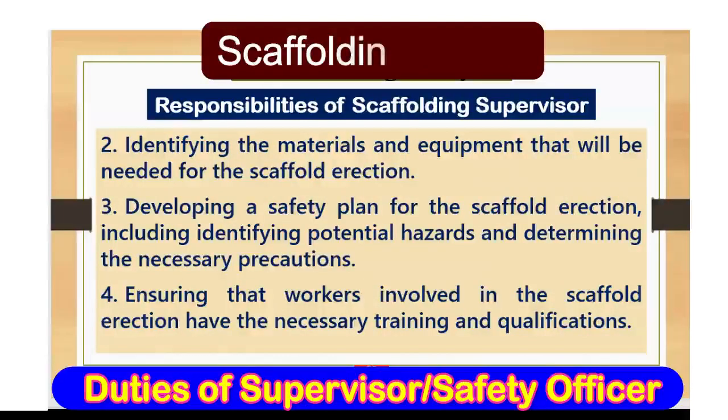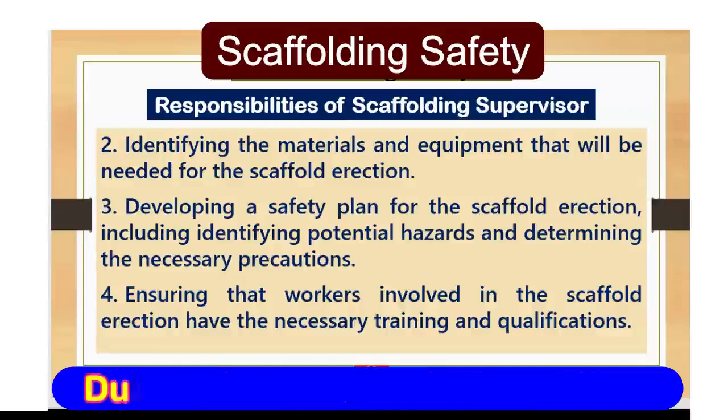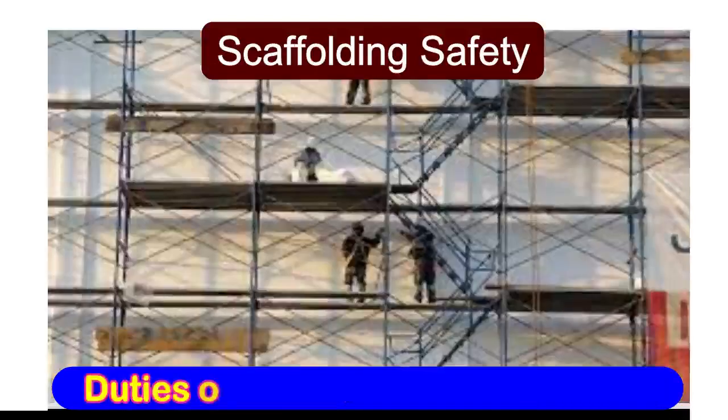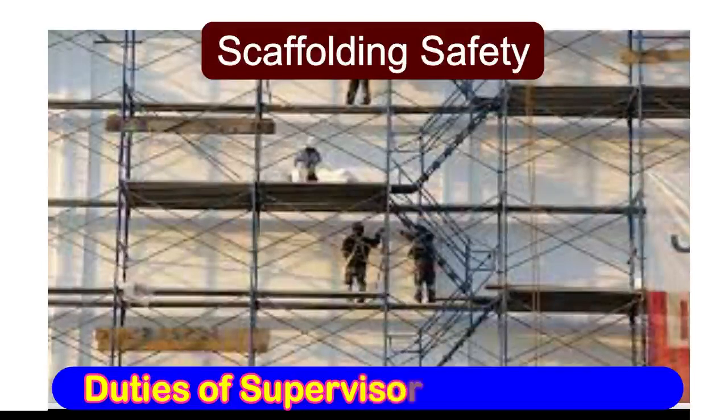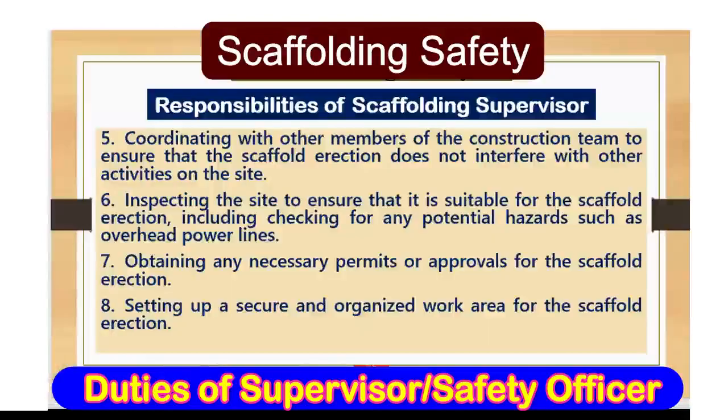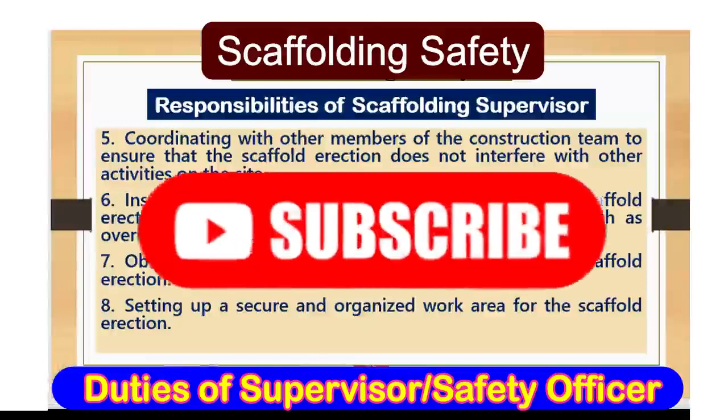Number three, developing a safety plan for the scaffold erection, including identifying potential hazards and determining the necessary precautions. Number four, ensuring that workers involved in the scaffold erection have the necessary training, experience, and qualifications. Number five, coordinating with other members of the construction team to ensure that the scaffold erection doesn't interfere with other activities on the site.